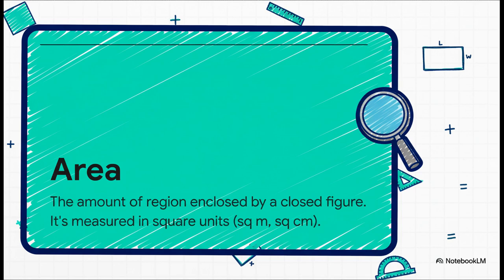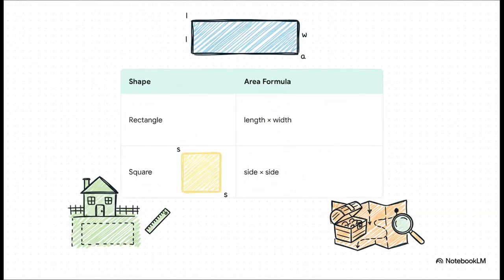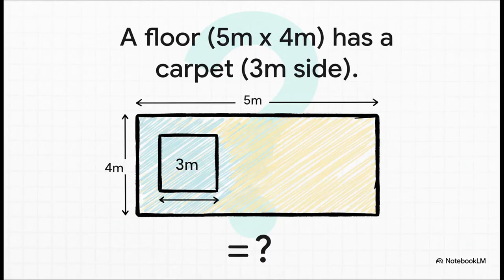And this is important, bachcho. Always remember that area is measured in square units, like square meters or square centimeters. Don't forget that. And look at this. The formulas for area are even simpler. For a rectangle, it's just length times width. That's it. For a square, since the length and width are the same, you just multiply the side by itself. So easy, right?